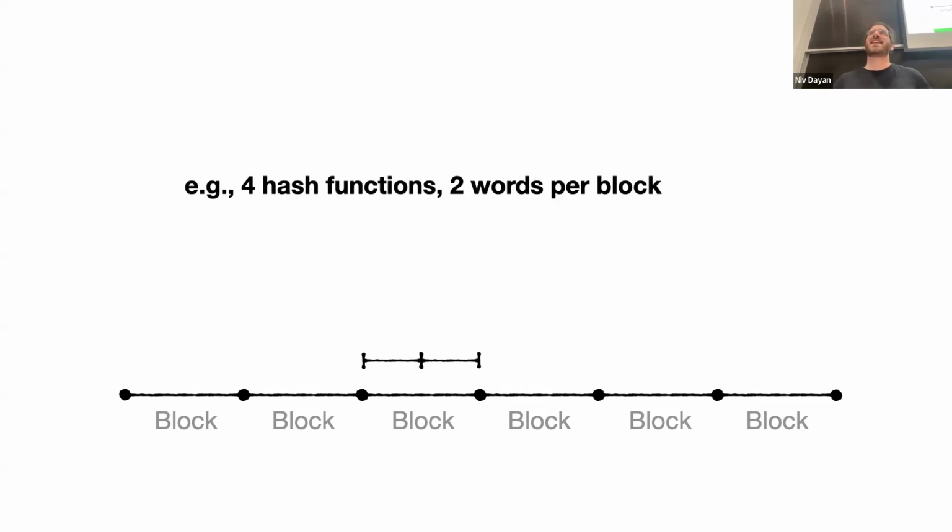Let's just see this in action. Let's just see how this problem actually manifests. And for this, let's suppose for a second that our block just consists of 2 words, okay? And let's suppose that we're using 4 hash functions. Here's the issue.